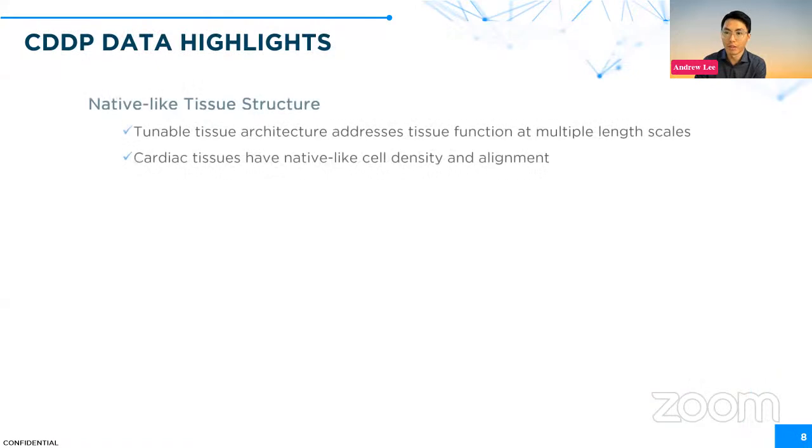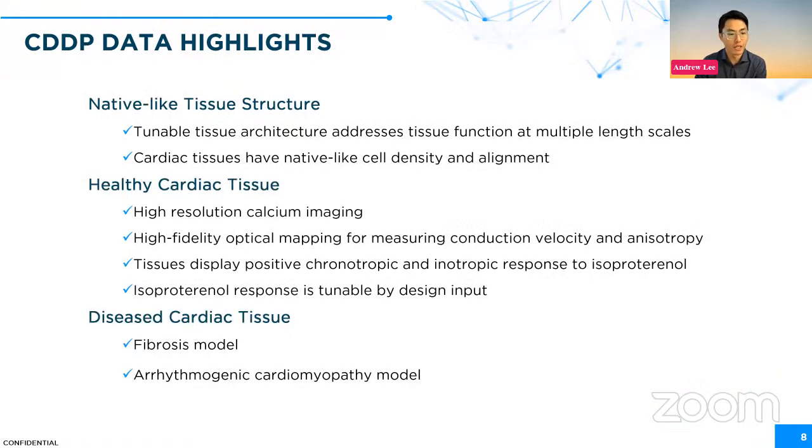I want to share with you very, very quickly some of the data highlights of what we've done so far, where we hope to go towards, right? And this consists of three distinct categories, showing that our tissues consist of native-like tissue structure. We have healthy cardiac tissue response, and then that we have the ability to create disease cardiac tissue models, which is really our goal here.